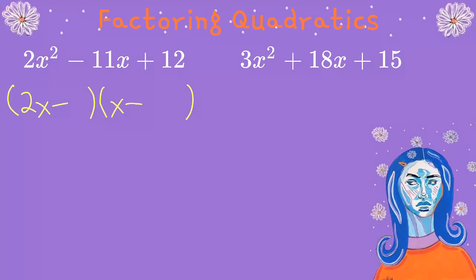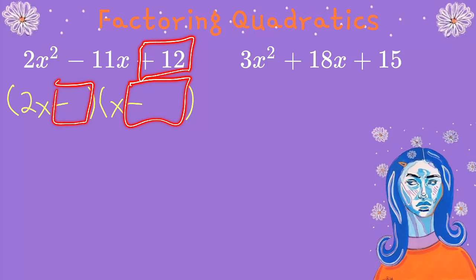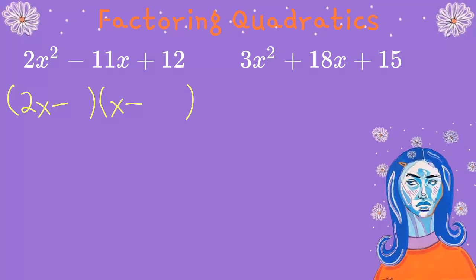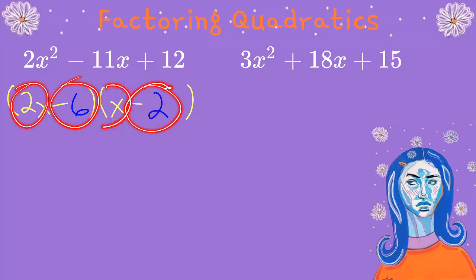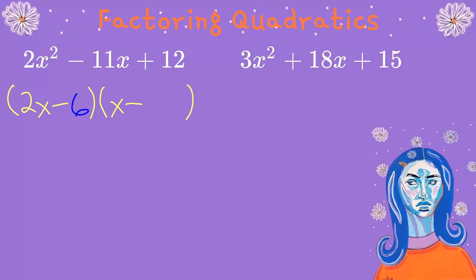Okay, now I ask myself, what times what could give me positive 12? Well, it could be 6 and 2. So I can think, all right, I'm going to try a 6 here and a 2 there. Well, that'll give me 2x squared minus 4x minus 6x. That would be minus 10x, but that doesn't work. Notice what I'm doing is I'm foiling. I'm using FOIL here, but this doesn't work.